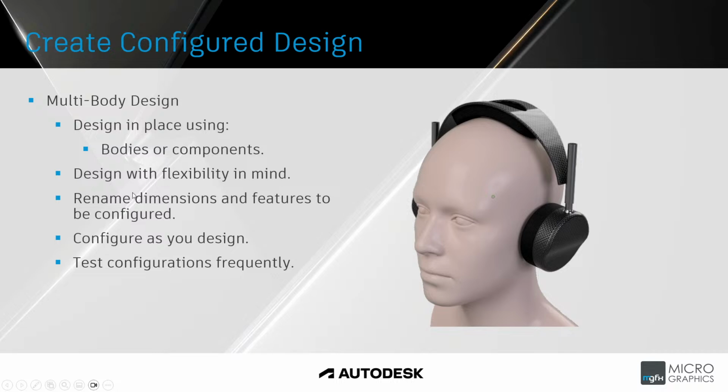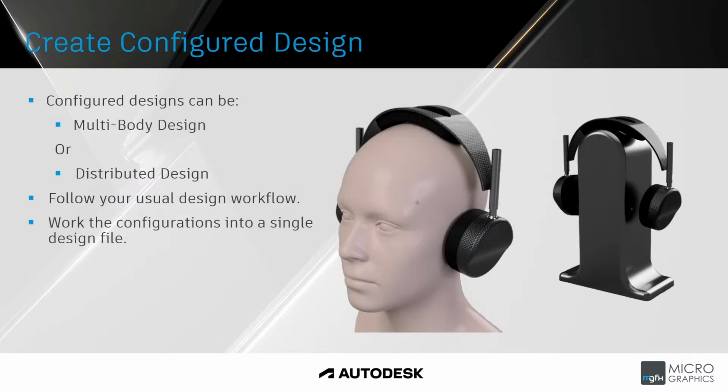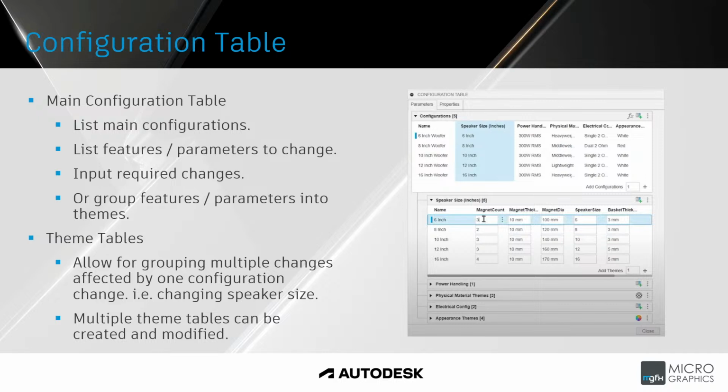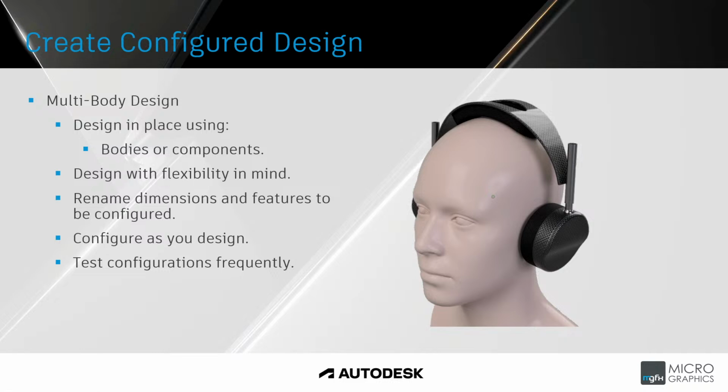But essentially, in a nutshell, what you want to do is, as you work, rename any dimensions and features that you want to configure. Those names for the dimensions and features are what are displayed in the configuration table. So if I jump back a couple of slides, we see the magnet count. That could be a value for a pattern, so that could be the count, the number of objects in the pattern. And so magnet count there would be the actual name of the parameter or the value put into that field. Magnet diameter, obviously a diameter dimension within the drawing, and that dimension is called magnet diameter. So as you design, you want to rename your dimensions and features so that they display correctly within the table.